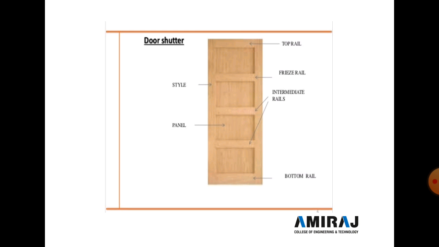And then the third one is a stile. So what is a stile? It is the vertical outside member of the shutter of a door and window, known as a stile. Then the bottom rail. The bottom rail, as the name indicates, is the bottommost or lowermost horizontal member of the shutter. Then panel. The panel is the area of the shutter enclosed between the adjacent rail and stile, known as a panel.